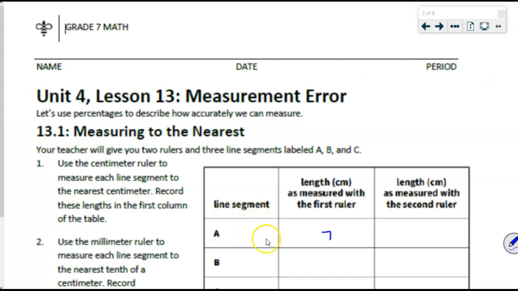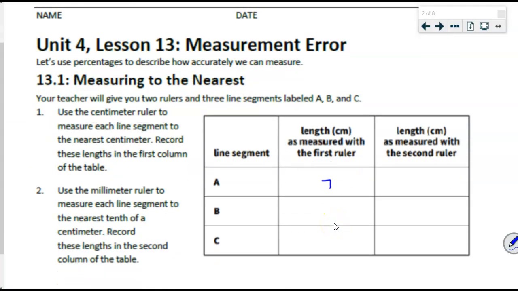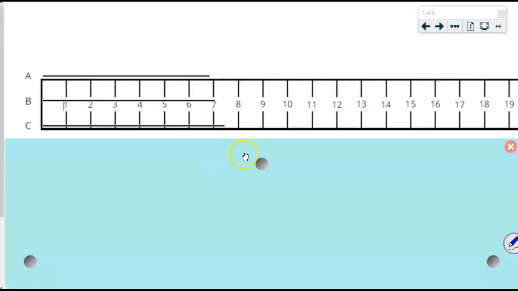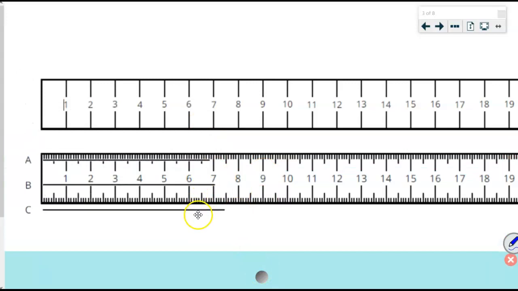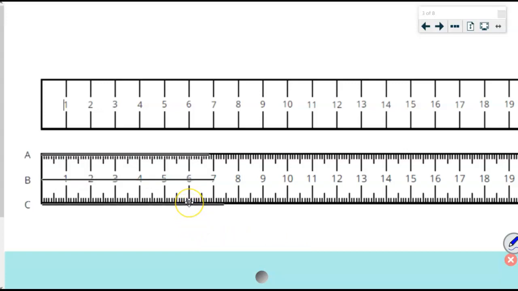All right, class, what did you get for line segment B to the nearest centimeter? Carter? 7. And C? Leroya? 7. All right. And now let's repeat that process with our millimeters. So again, I'm just going to do this real quick here so that students watching the video can make their own estimates. Do their own measurements here.